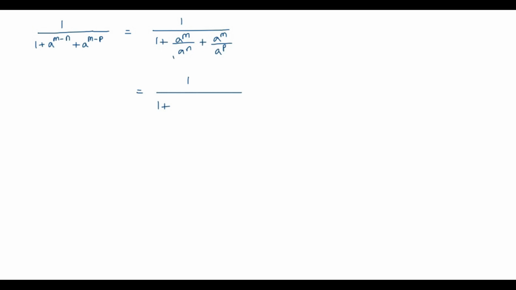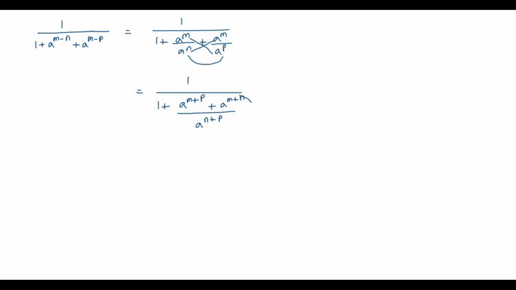Now we can add these two fractions, but both fractions do not have the same denominator, so we can do cross multiplication. This numerator a to the power of m is going to be multiplied by a to the power of p. A to the power of m times a to the power of p will become a to the power of m plus p, and this numerator a to the power of m is going to be multiplied by a to the power of n. Then we get a to the power of m plus n. Now we have to multiply these two denominators, so a to the power of n plus p.